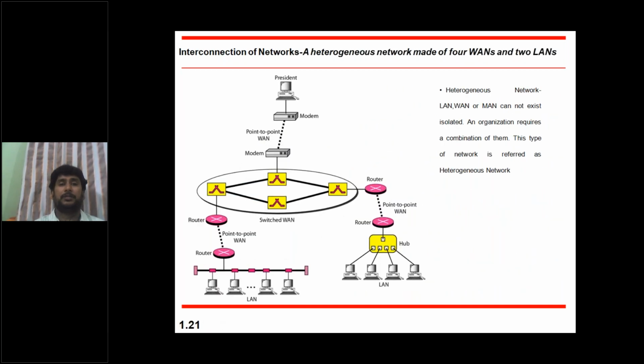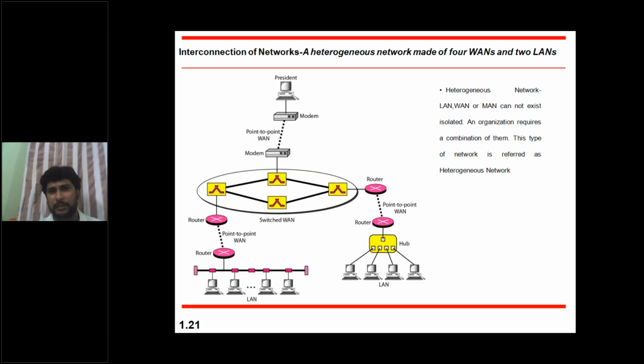And if you talk about reality, take one big company like Deloitte or Infosys or TCS, with offices spread across continents, and within a city they have multiple offices, and in the same premises they have more than one building. You find the total network of TCS is a heterogeneous network, right?